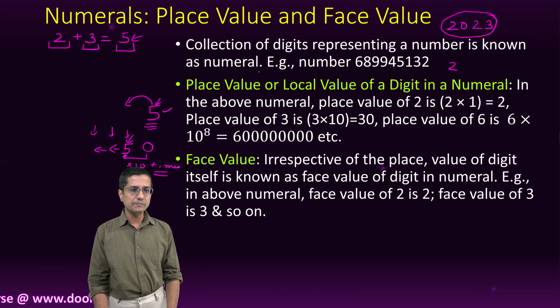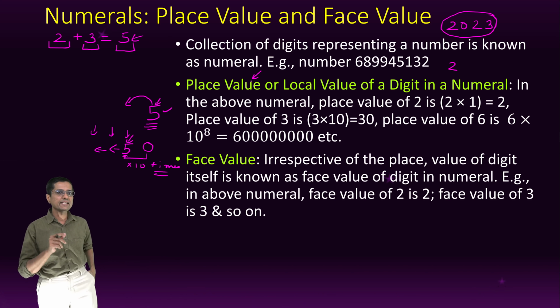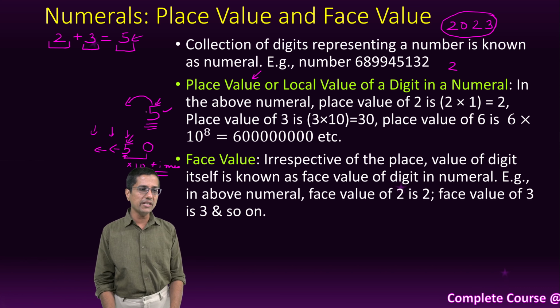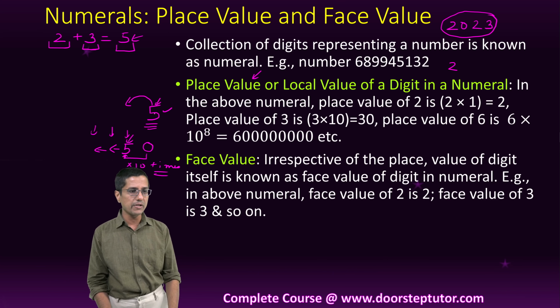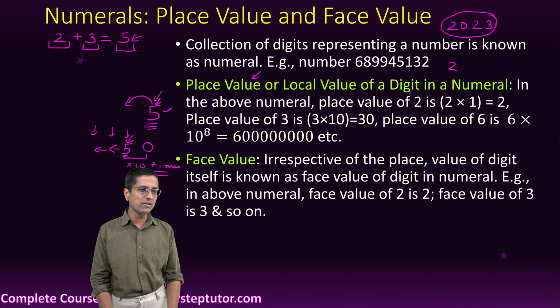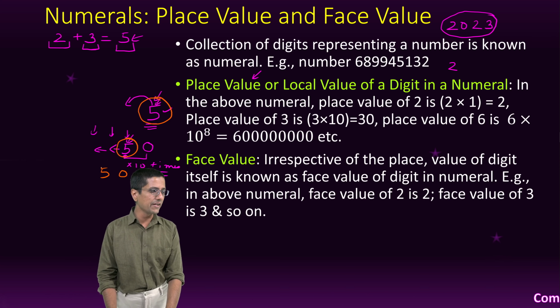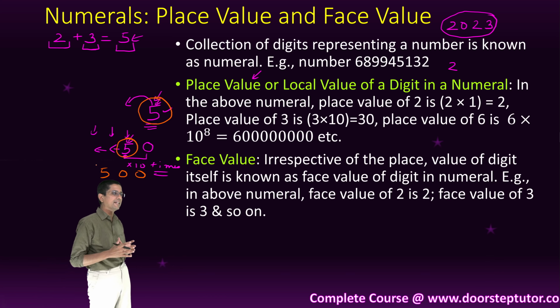So this value of a digit by virtue of its place is known as the place value. The face value, on the other hand, is just the value of the digit itself without considering its place. So just by looking at the digit, you will say that this is also a 5, this is also a 5, this is also a 5, and this is also a 5. In all of these 3 scenarios, the face value of the digit is 5 only.